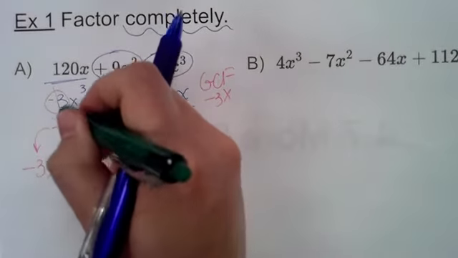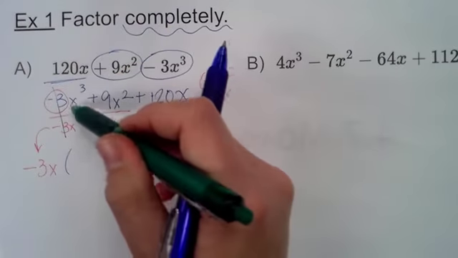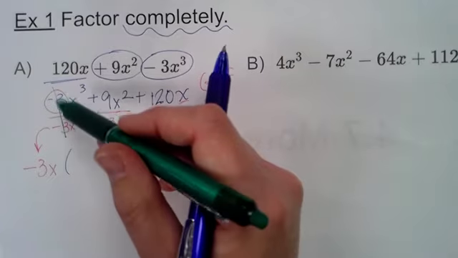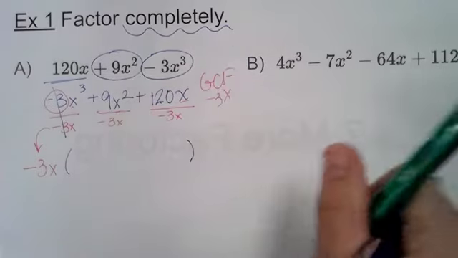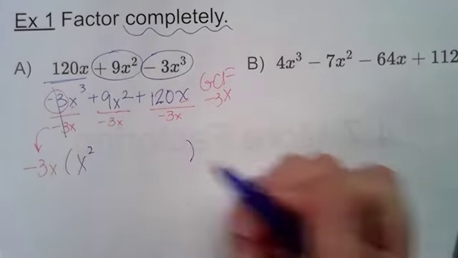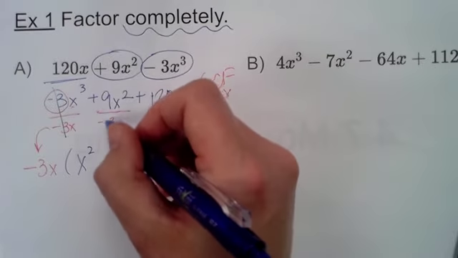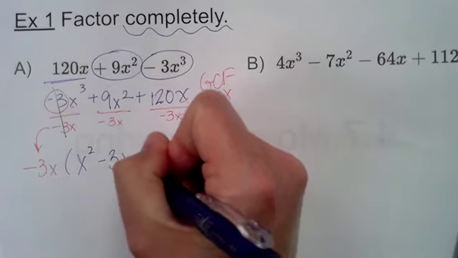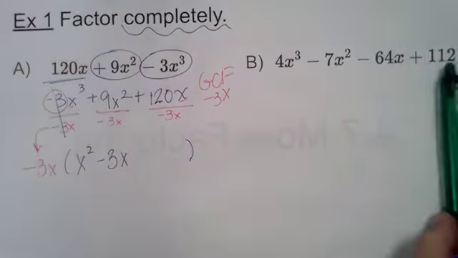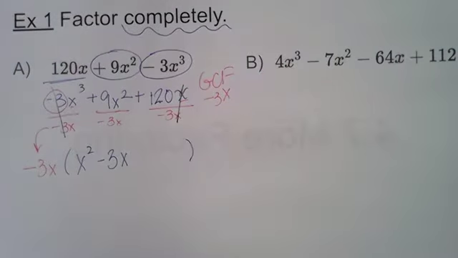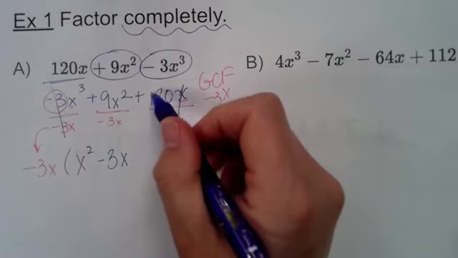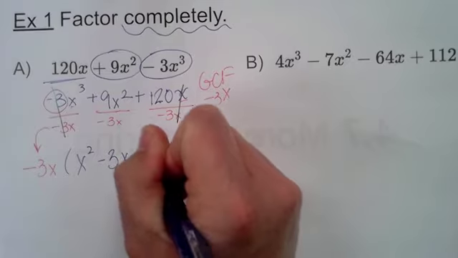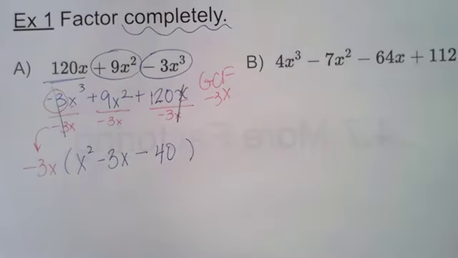X squared, good. The negative 3 and the negative 3 cancel out. That's just 1. X cubed divided by x is x squared. 9 divided by negative 3 is negative 3. X squared divided by x is x. Here, the x on top and x on bottom cancel out. And negative 120 divided by negative 3 is negative 40.